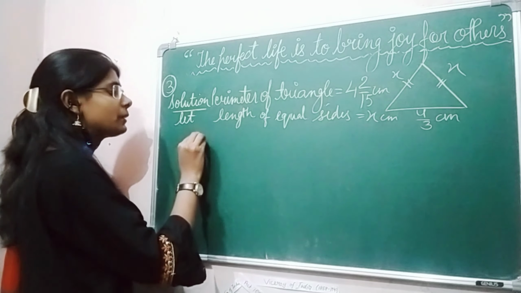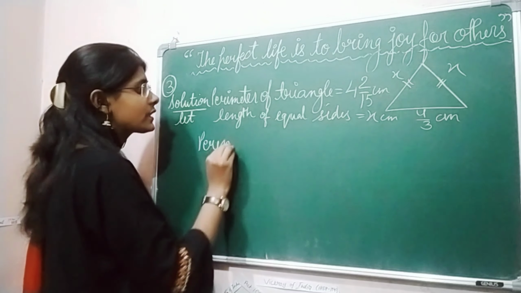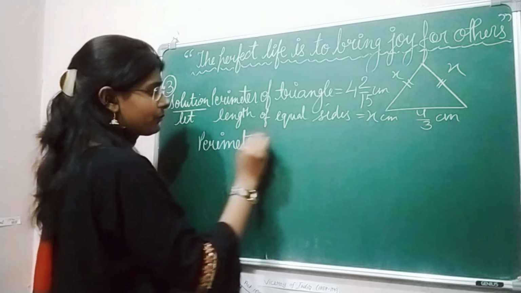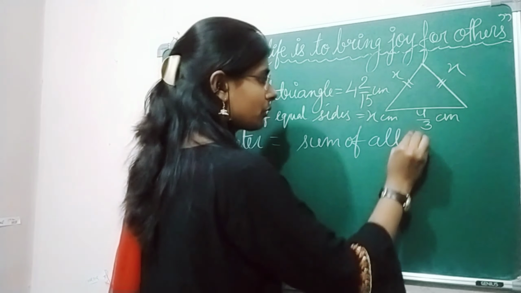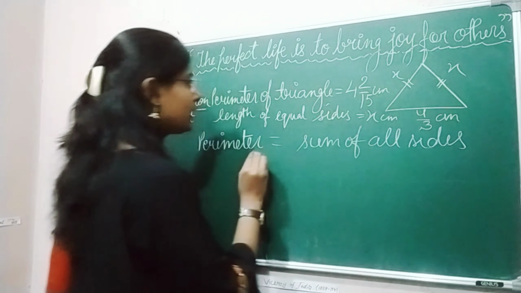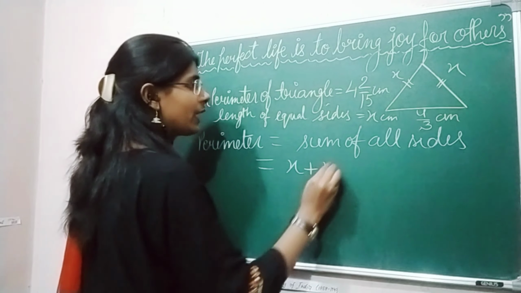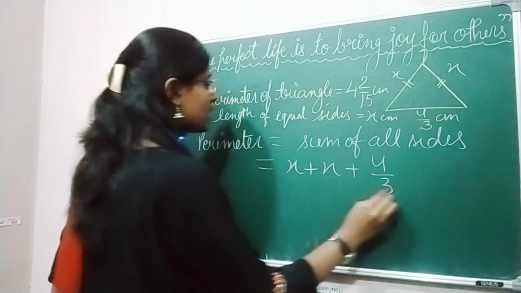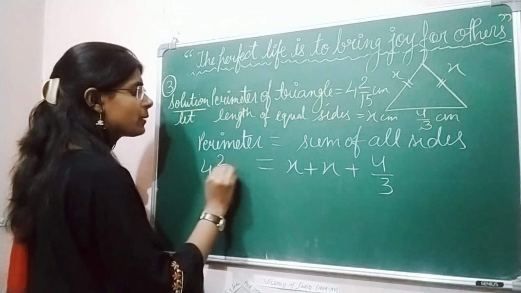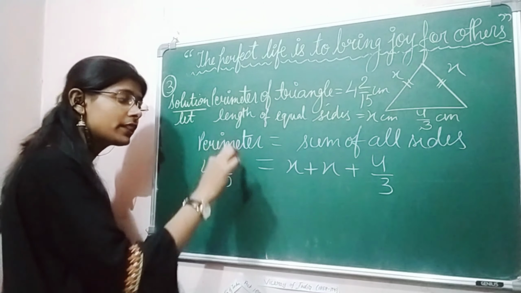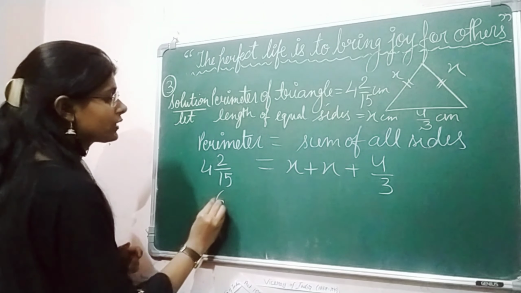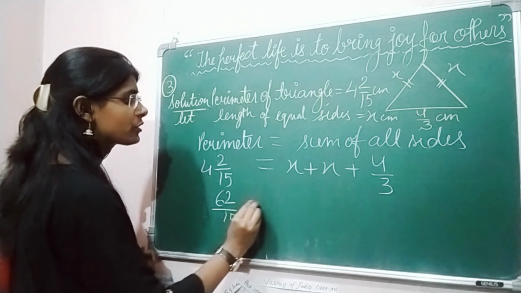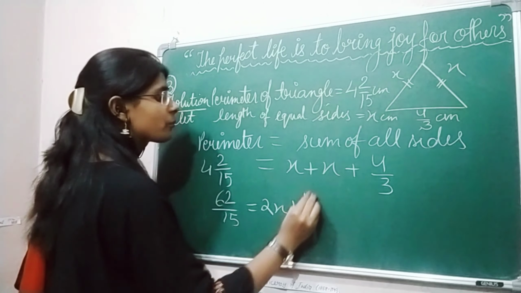We know that the perimeter of a triangle is the sum of all sides. Here we will be writing the sum of all sides. Okay, no issues. Then when you add x plus x plus 4 by 3, here you will be writing 4 whole 2 by 15. Now convert this into an improper fraction. You will be getting an improper fraction, that is 62 by 15 is equal to 2x plus 4 by 3.